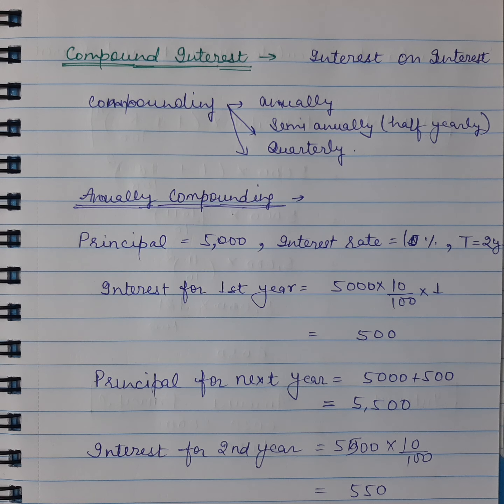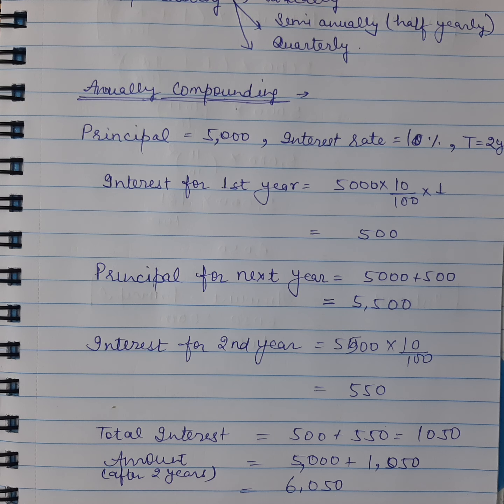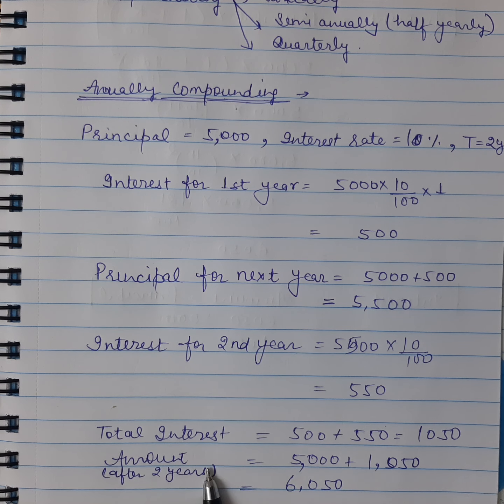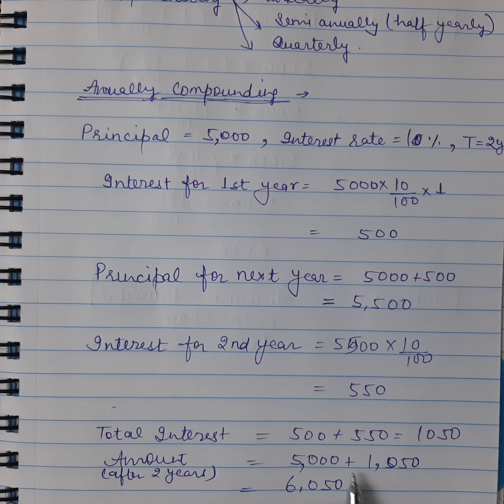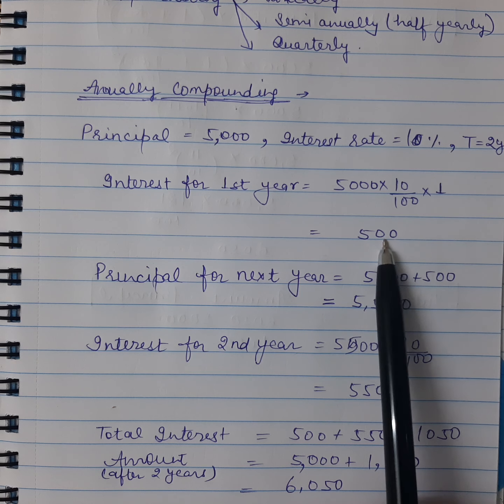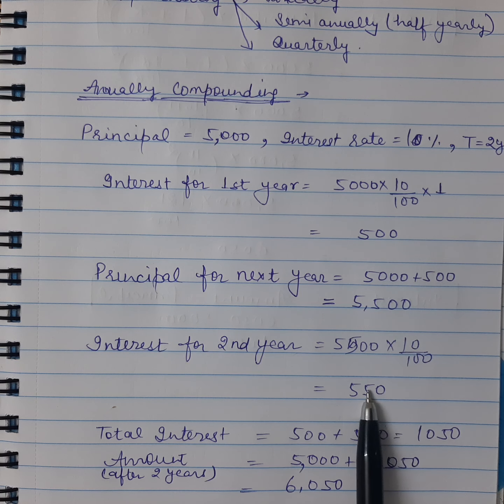And the amount which we will have to pay back to the bank after 2 years will be 5,000, which is the principal amount, plus the total interest of first year and second year, which is 1,050, which totals 6,050. So the amount will be 6,050: 5,000 principal and 1,050 interest, which comprises first year interest 500 rupees and second year interest 550 rupees.